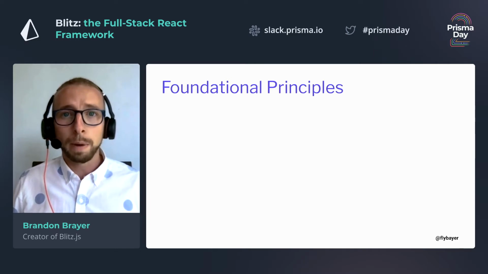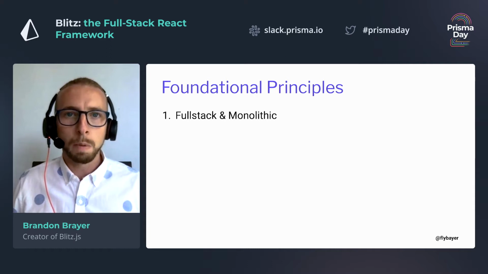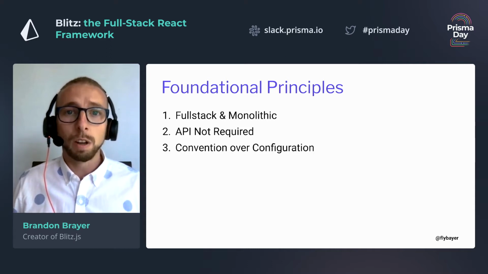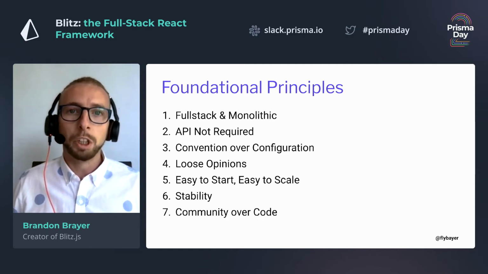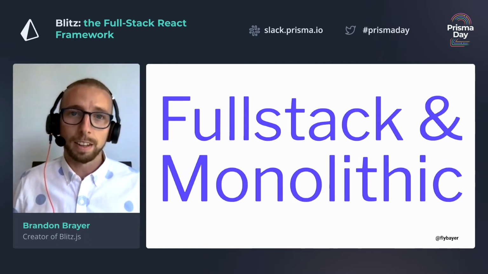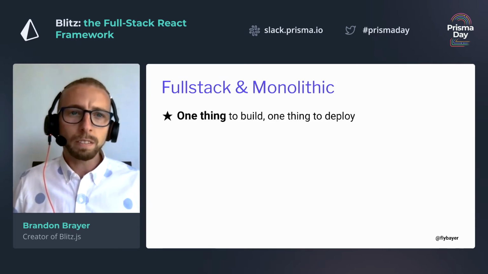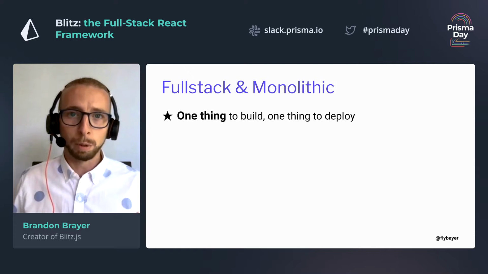So I'm going to talk about the foundational principles of Blitz. Full stack and monolithic, API not required, convention over configuration, loose opinions, easy to start, easy to scale, stability, and community over code. So full stack and monolithic, what does this mean? It means you only have one thing to build and one thing to deploy. There's only one thing to reason about.